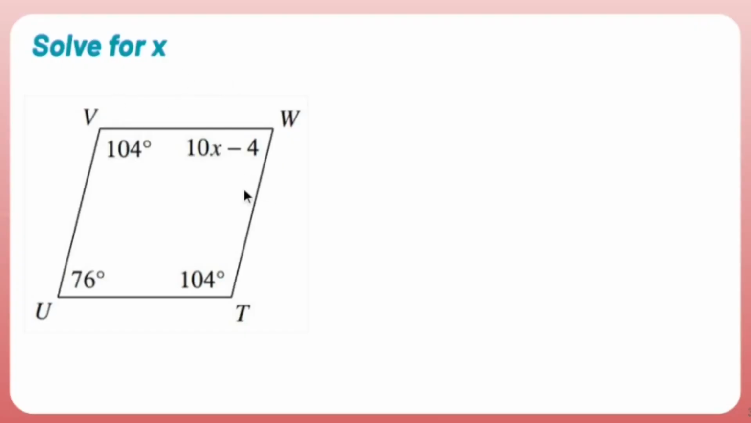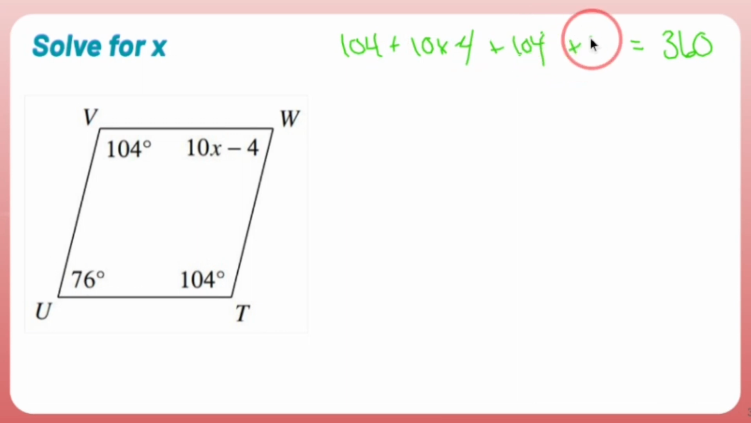Solve for X. All right. What we have here is 4 sides, so that whole thing is 360 degrees. Now, there's 2 ways that you can do this, but let's play dumb. Let's just say that all I know is I have 4 sides, which means everything adds up to 360 degrees. Okay, so 104 plus 10x minus 4 plus, interesting, 104 again, plus 76 equals 360 degrees.